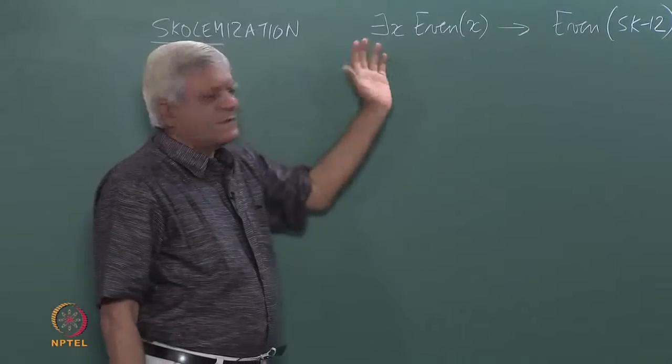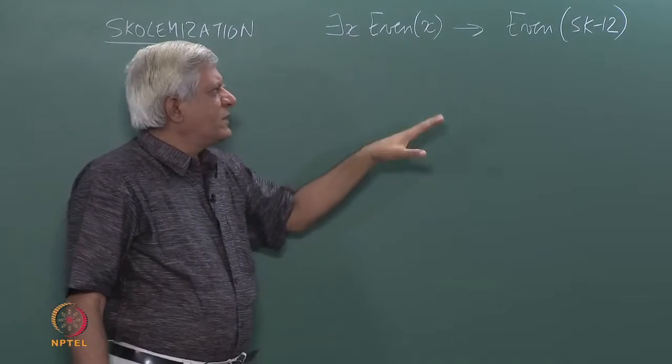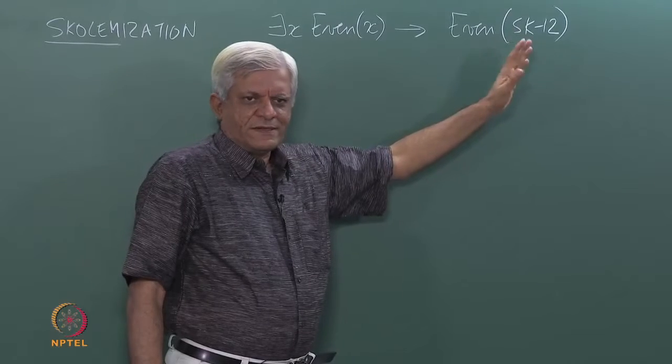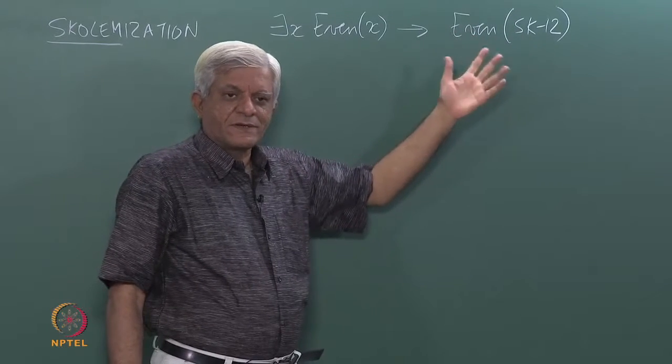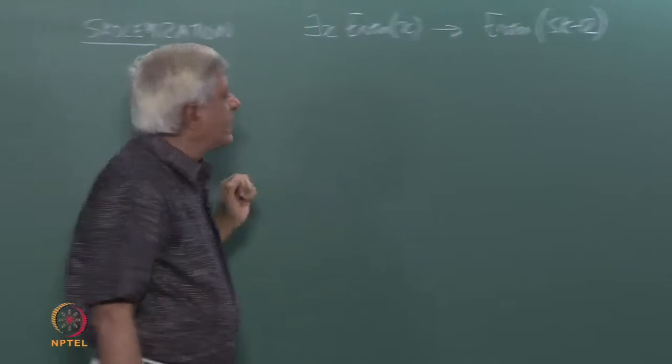Because if you look at the meaning of the statement, it says there is some number which is even, and all you are saying here is that there is some number which I am calling SK12, and that is even essentially. Of course, you may not really know what that number is, but you can do that essentially.